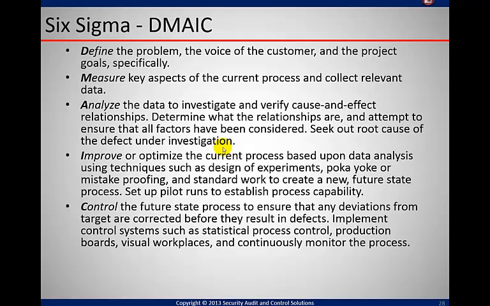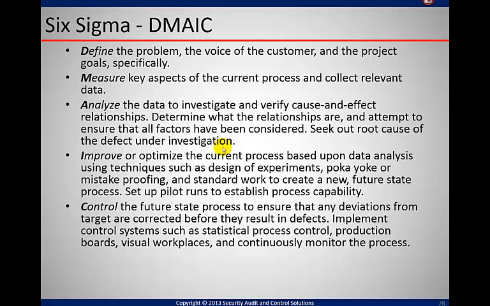DMAIC has the following components. We define the problem, the voice of the customer, and the project goals specifically. Then we measure key aspects of the current process and collect relevant data. We analyze the data to investigate and verify cause and effect relationships, determine what the relationships are, and attempt to ensure that all factors have been considered. Seek out root cause of the defect under investigation.